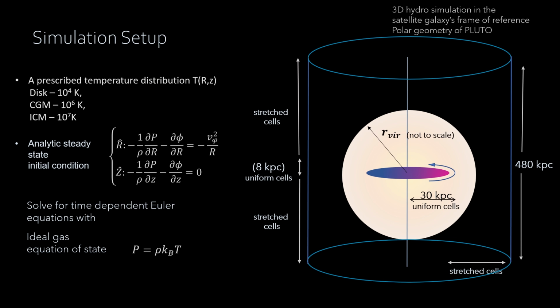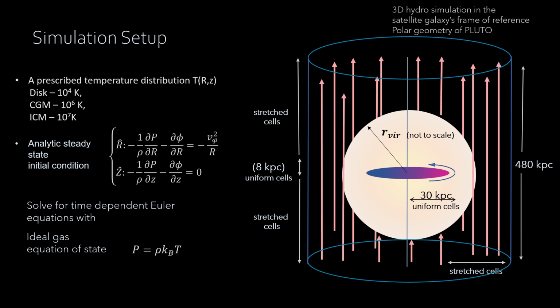A static gravitational potential is provided by the stellar disk and the dark matter halo. Beyond the virial radius, we initialize the ICM wind conditions with the velocities from bottom end to the top. I encourage you to check out our paper for more details on our equilibrium steady state initialization. Let's move on to the results now.